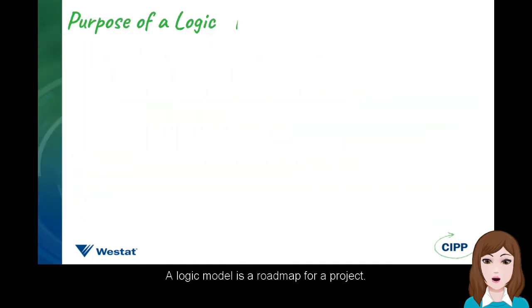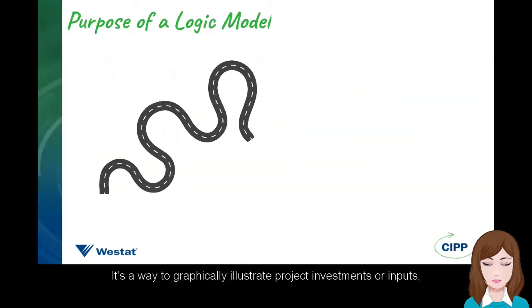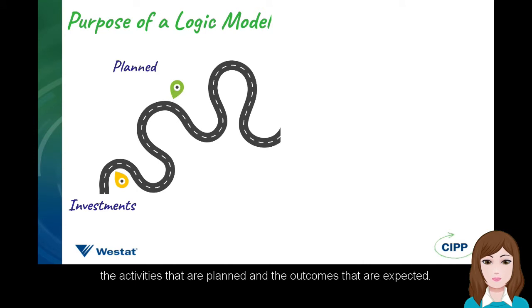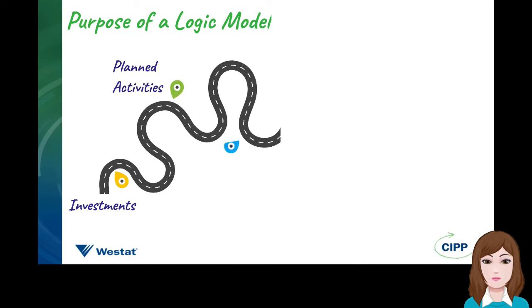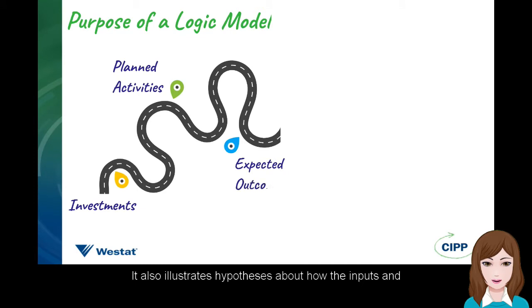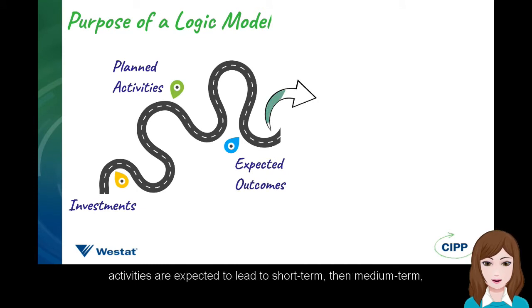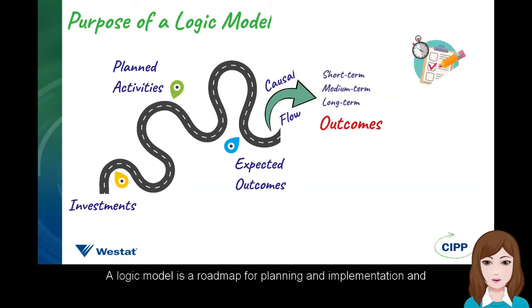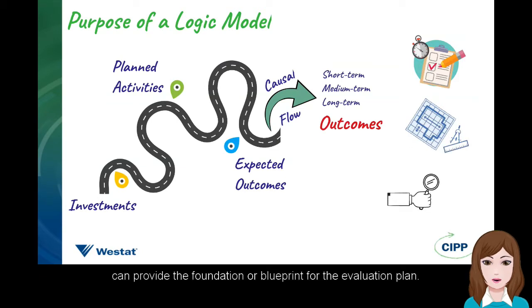A logic model is a roadmap for a project. It's a way to graphically illustrate project investments or inputs, the activities that are planned, and the outcomes that are expected. It also illustrates hypotheses about how the inputs and activities are expected to lead to short-term, then medium-term, then long-term outcomes. A logic model is a roadmap for planning and implementation and can provide the foundation or blueprint for the evaluation plan.